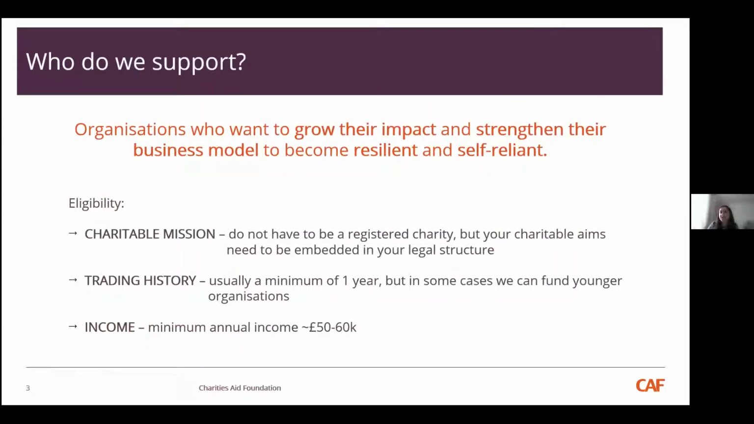I won't spend too much time on this, but these are our main eligibility criteria. The key one for us, because of the philanthropic capital, is that we have to show in legal structure the charitable aims of the organizations that we support. And then here are some guidelines that we usually use on trading history and income. Those are not hard and fast rules, but that's typically what we look for in the first instance.